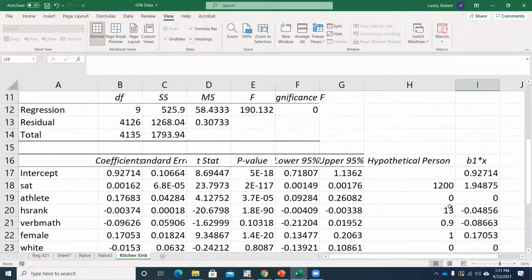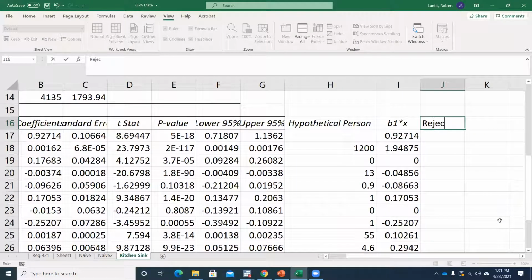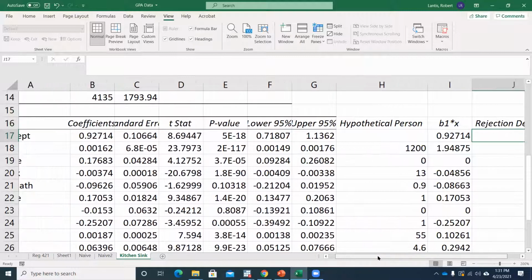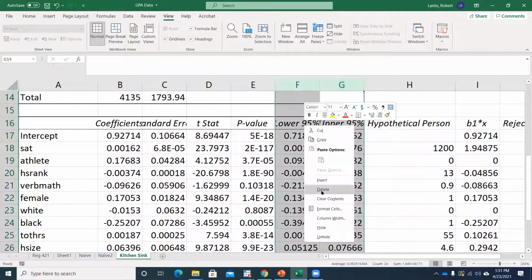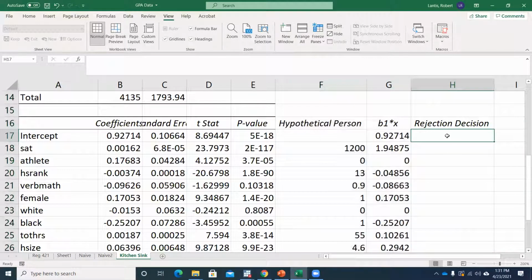All right, so the next thing I might ask you to do, or I do ask you to do on the exam or on that fifth Excel assignment, is make a rejection decision, right? Or determine which of these variables have a significant relationship. And actually, I'm going to delete these columns because we don't need them right now, and I want you to be able to see everything. So which of these variables have a significant relationship with GPA?